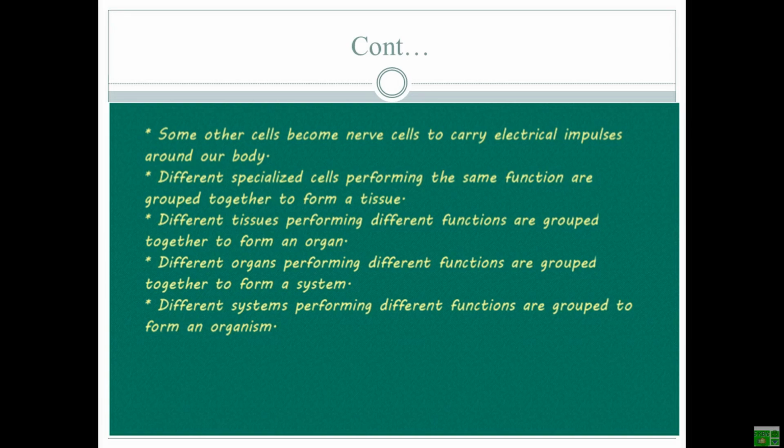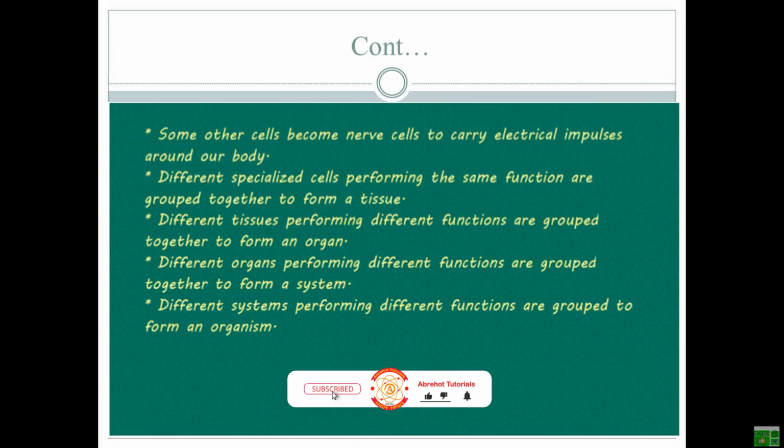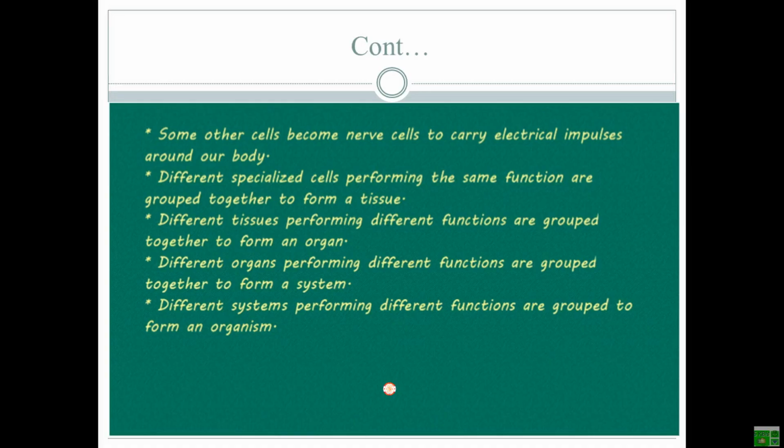Different specialized cells performing the same function are grouped together to form a tissue, and different tissues performing different functions are grouped together to form an organ, and different organs performing different functions are grouped together to form a system, and different systems performing different functions are grouped to form an organism.